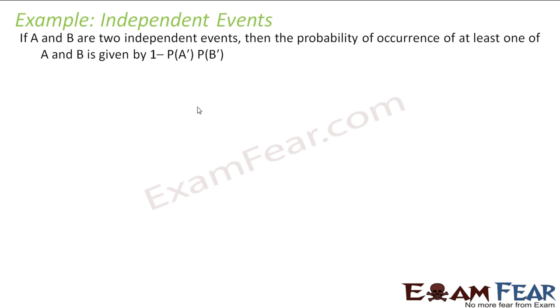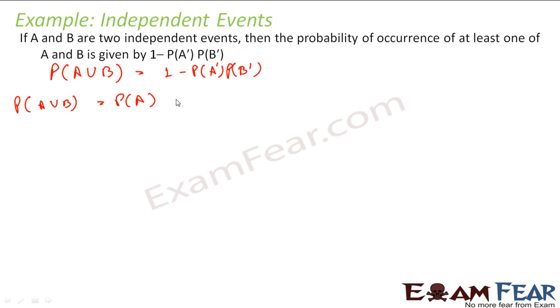So the question says A and B are independent events. We have to prove that the probability of occurrence of at least one of A and B, that is probability of A union B, is given by 1 minus PA dash into PB dash. This is what we have to prove. Correct? So let's take the LHS.